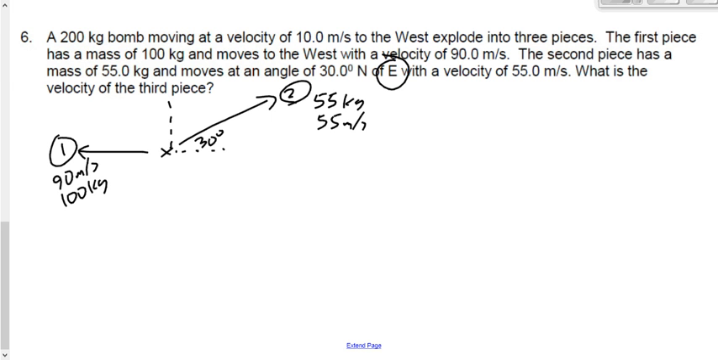Where's the third piece going to go? We're going to guess down here somewhere. We don't know exactly. Remember, though, this is after the collision takes place. Before the collision takes place, the whole thing is moving at a velocity of 10 meters per second.